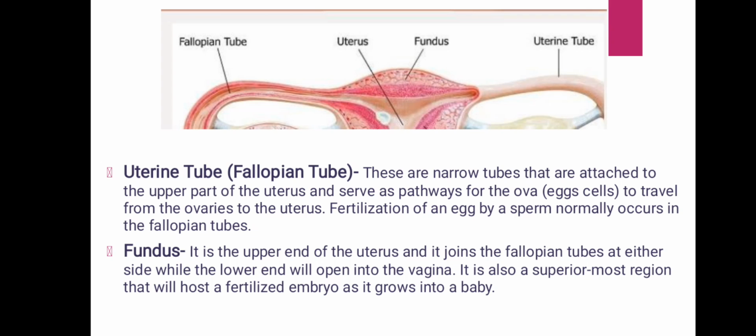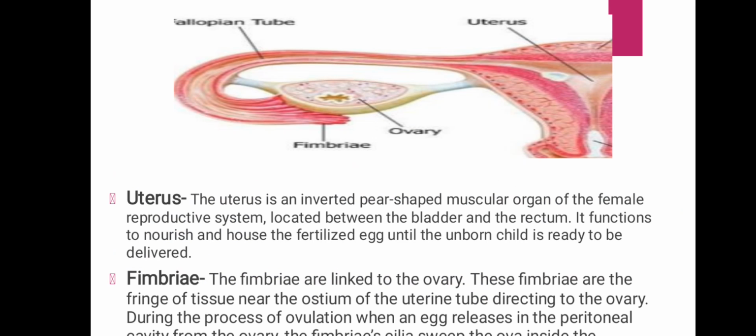Next is the fundus. It is the upper end of the uterus and it joins the fallopian tubes at either side, while the lower end will open into the vagina. It is also the superiormost region that will host a fertilized embryo as it grows into a baby. The uterus is an inverted pear-shaped muscular organ of the female reproductive system located between the bladder and the rectum. It functions to nourish and house the fertilized egg until the unborn child is ready to be delivered.